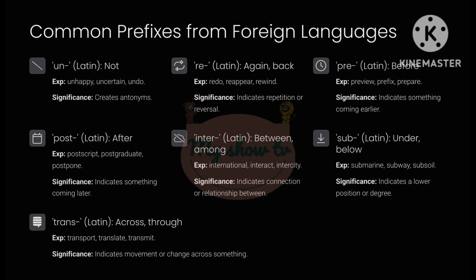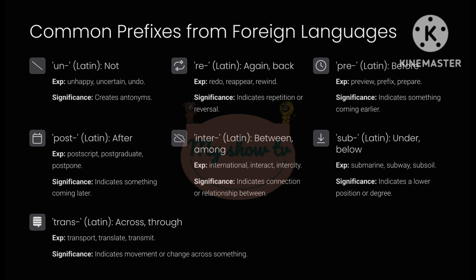5. Inter, Latin, means between or among. It often shows a connection or relationship between two or more things. Examples are national becomes international, between nations, act becomes interact, act between or with, and city becomes intercity, between cities.